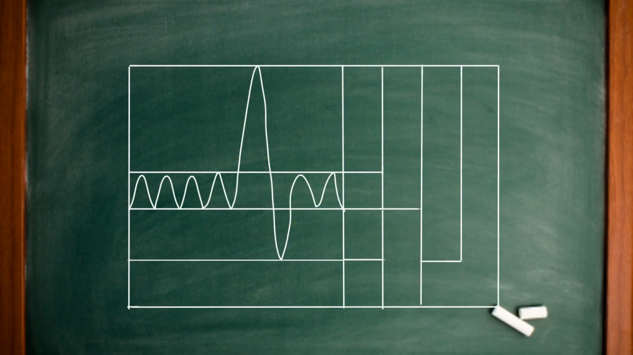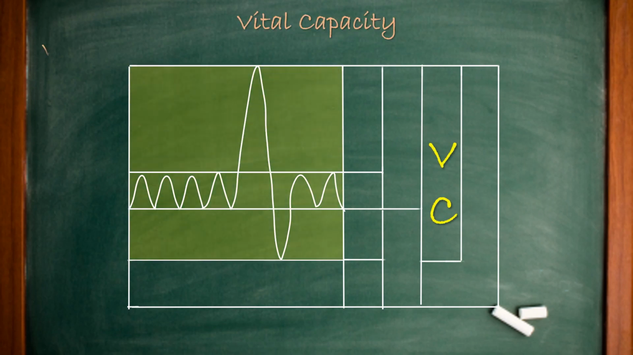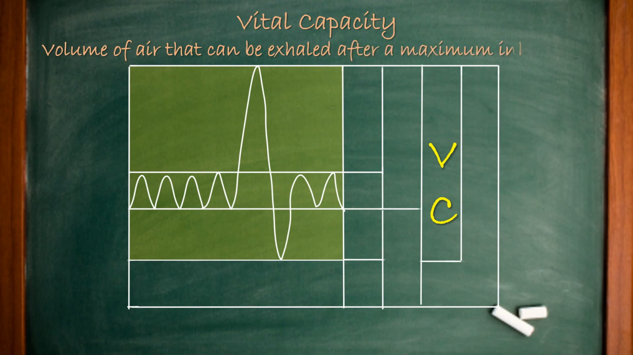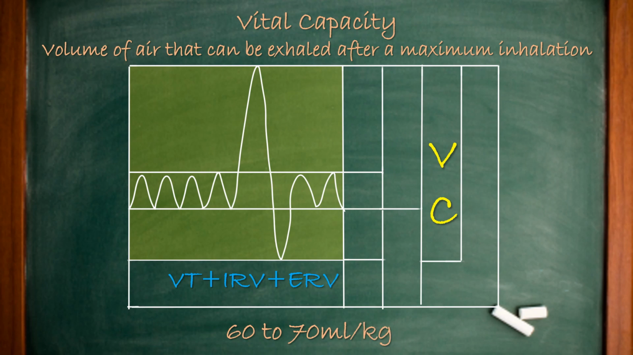Alright then, back to the remaining capacities. The next capacity which we see is the vital capacity, and this is the volume of air that can be exhaled after a maximum inhalation. So basically it is the sum of the tidal volume, the inspiratory reserve volume, and the expiratory reserve volume. It is about 60 to 70 ml per kg and basically represents the maximum volume of air that a person can inhale.